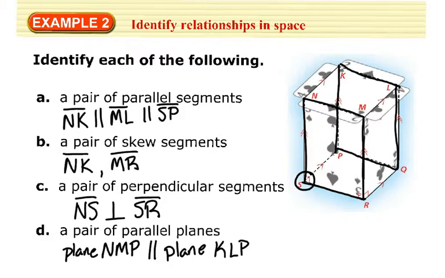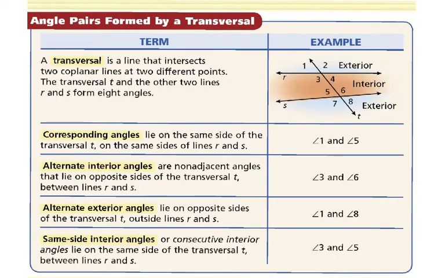Hopefully these 2 examples have given you a better idea of what parallel segments, skew segments, and perpendicular segments are, and also parallel planes. Let's look at identifying angle relationships. So here are some definitions of types of angles that we will come across, and where they come from is this example that I have for you.